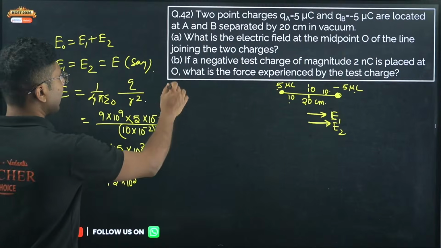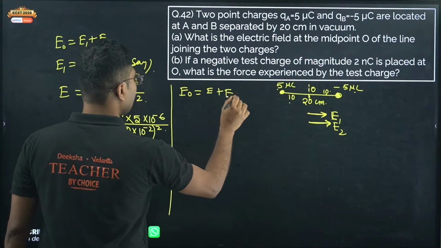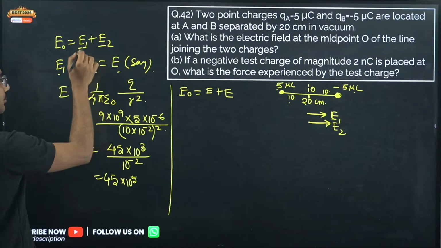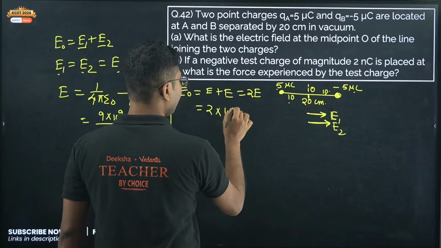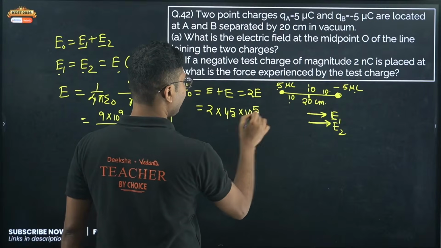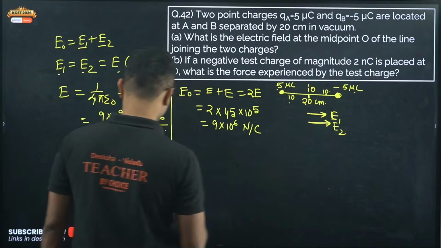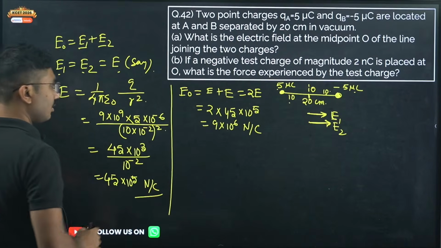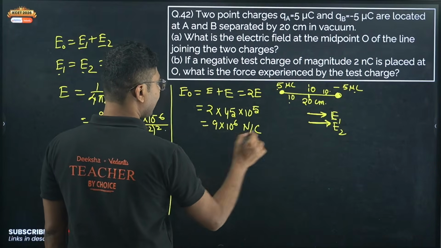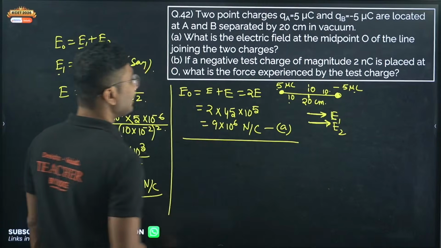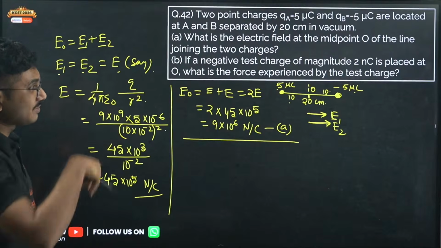This is E. So the net electric field is E plus E. Both of them are E, so we are just adding it, so it will be equal to 2E. So it will be 2 into 45 into 10 to the power of 5, or 9 into 10 to the power of 6 Newton per Coulomb. Do not forget to add the unit. So net electric field is done, so this is part A. Next is, if a negative test charge of magnitude 2 nanocoulomb is placed, what is the force experienced by the test charge?